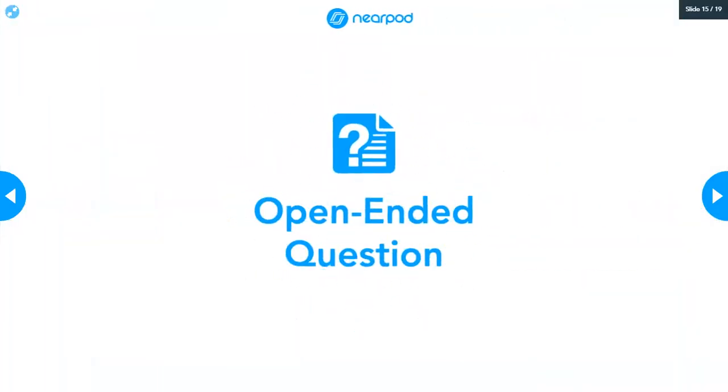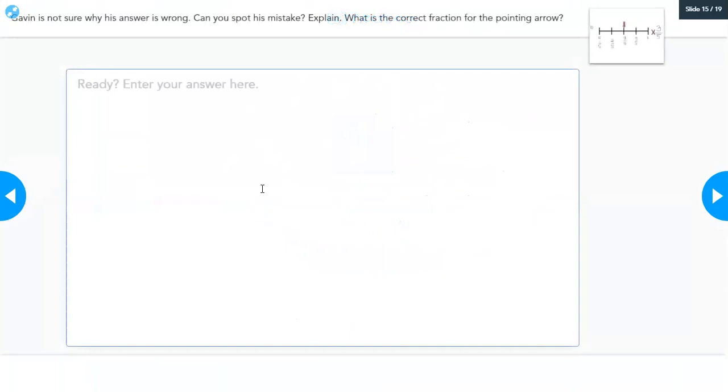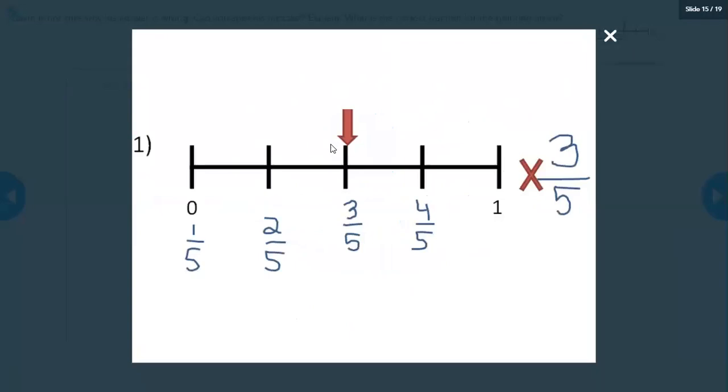We have one last one, friends, our open-ended question. Gavin is not sure why his answer is wrong. Can you spot his mistake? Explain what is the correct fraction for the pointing arrow. So let's take a look at Gavin's work. Can you see what he did wrong? Oh, well, is 0 equal to 1/5? I don't think that makes sense to me.